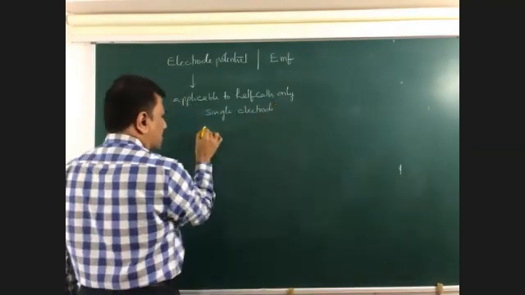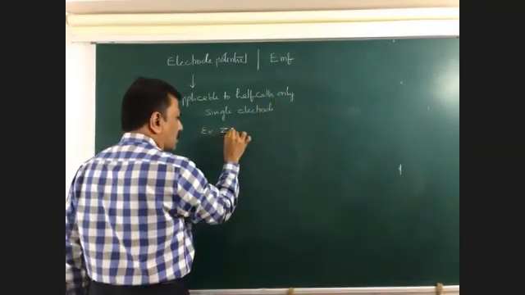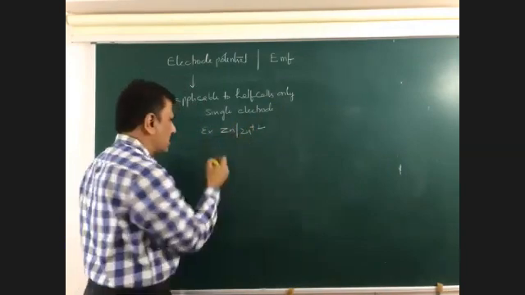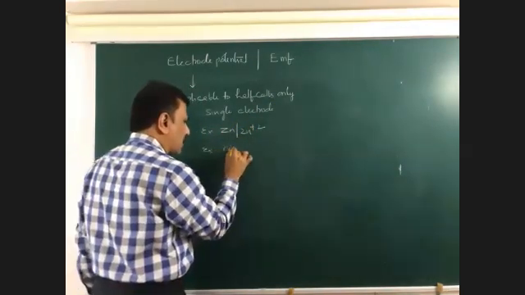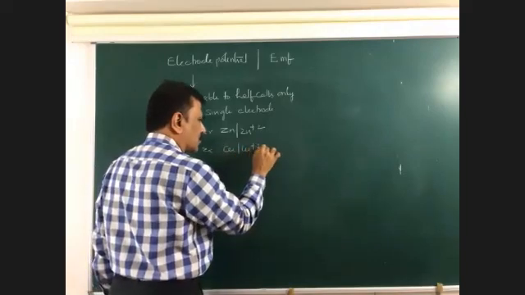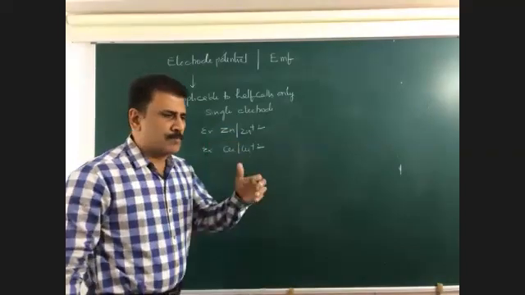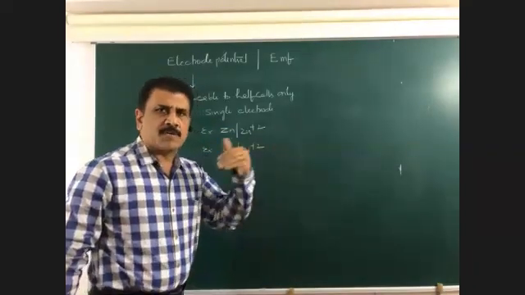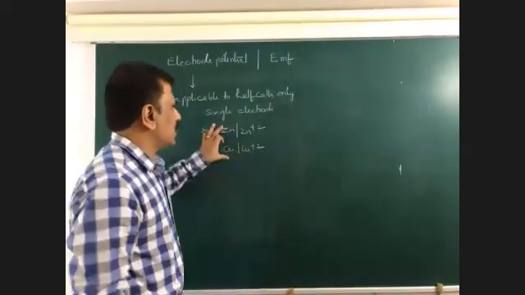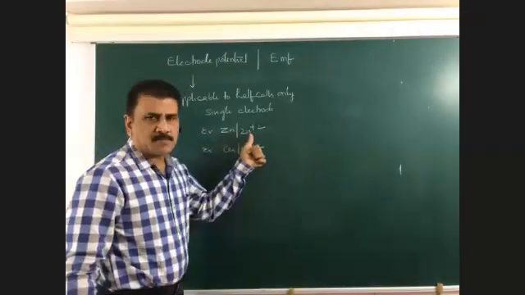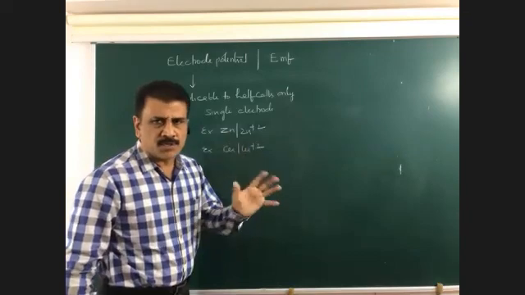What are the single electrodes? I have given the example: zinc rod in zinc sulfate solution. Another example, copper rod in copper sulfate solution. This is another electrode. So these are called electrodes. Electrode means it may give electrons or it may take electrons. So these are called single electrodes. You may get a doubt, sir, are the single electrodes always a metal in its metal salts? No need to.